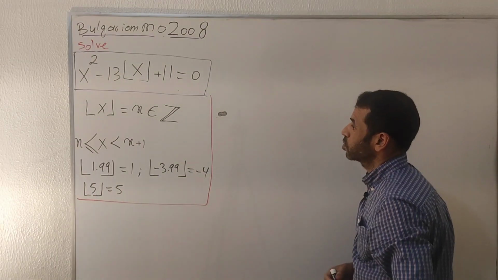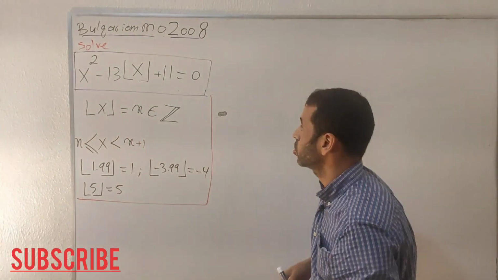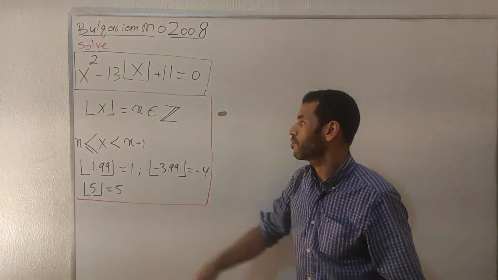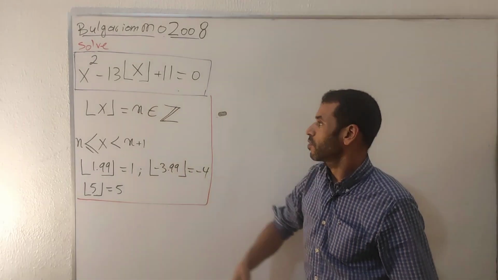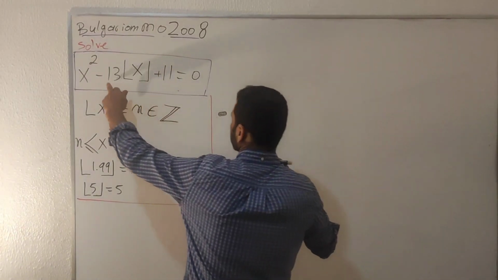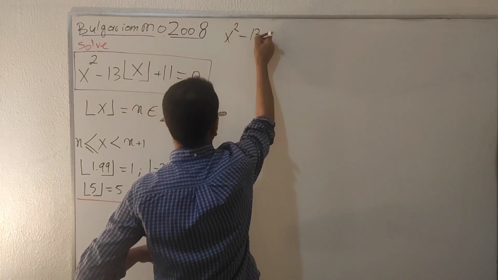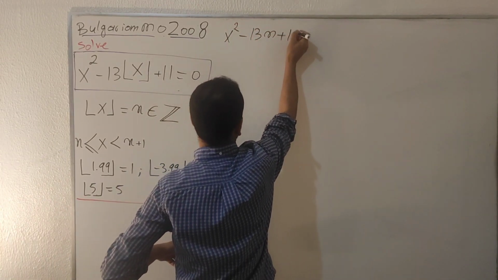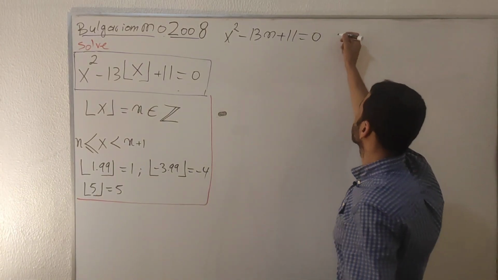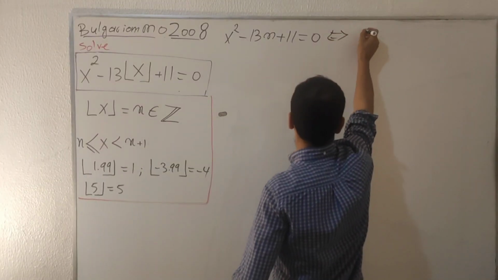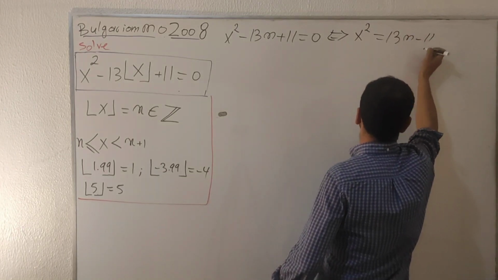In order to solve this equation, I'm simply going to replace the floor of x with n, an integer. This is the only information we need to solve this equation. So let's go through it. We have x squared minus 13n plus 11 equals 0. I'm going to move these two terms to the right, and I get x squared equals 13n minus 11.